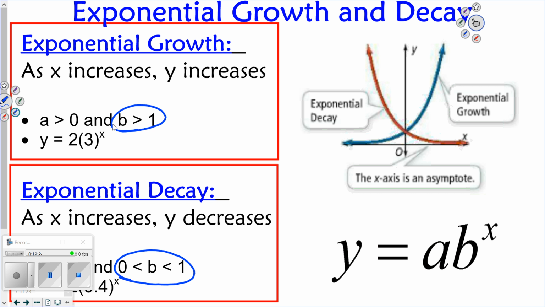Because I'm going to ask you questions like that just by looking at the equation. Is it growth or decay? You just got to look at that b value. If it's bigger than 1, it's growth. If it's between 0 and 1, it's decay. It's going to be positive, though.